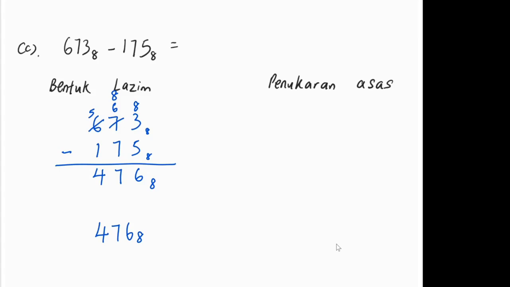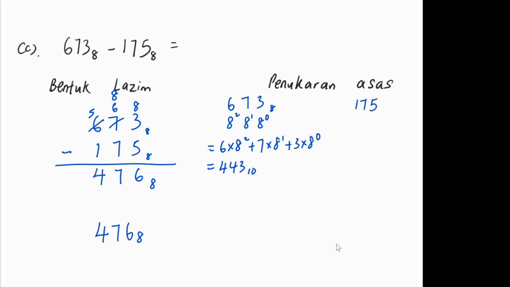Jadi kita lihat 673. Tukarkan kepada asas 10. Jadi kita kena carikan nilai nombor. 6 darab 8 kuasa 2 tambah 7 darab 8 kuasa 1 tambah 3 darab dengan 8 kuasa sifar. Jadi tekan kalkulator. Kita akan dapat 443 asas 10. Jadi kita akan buat pula untuk 175 asas 8. Jadi sebenarnya ini adalah apa yang anda belajar semasa bahagian pengenalan tu, iaitu mencari nilai nombor.